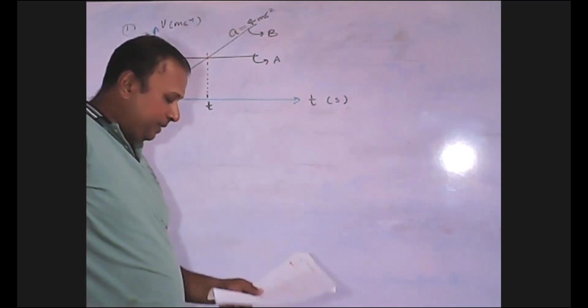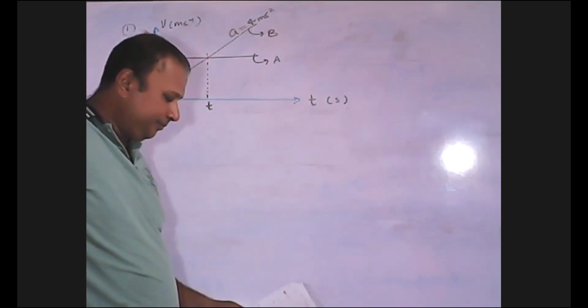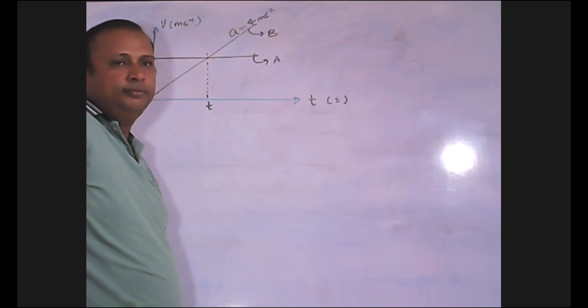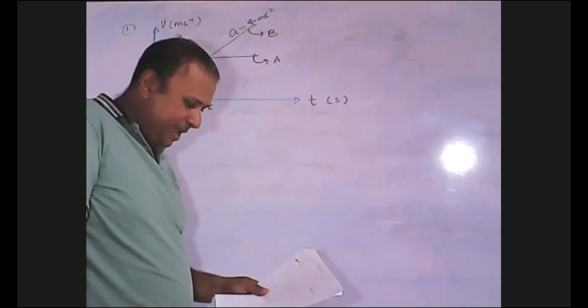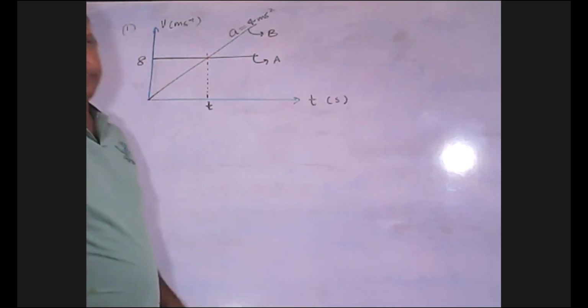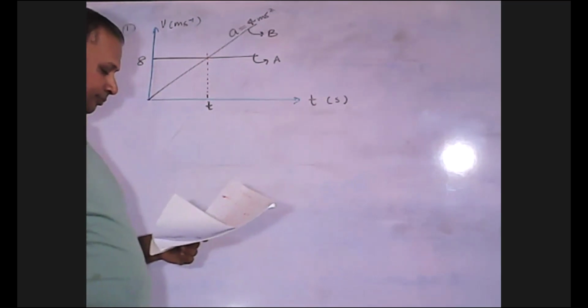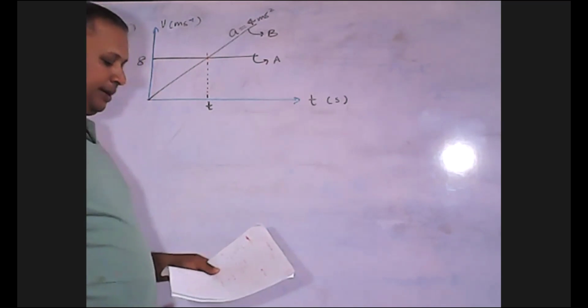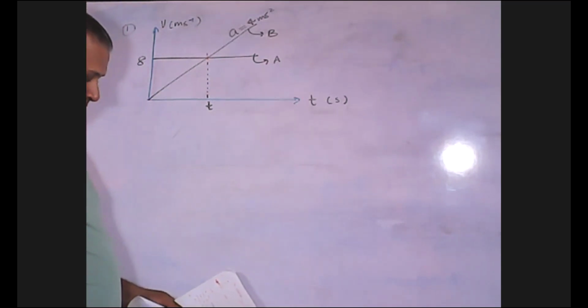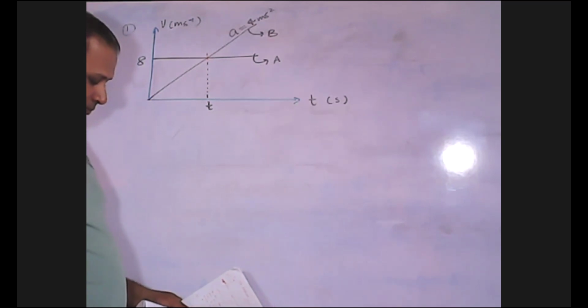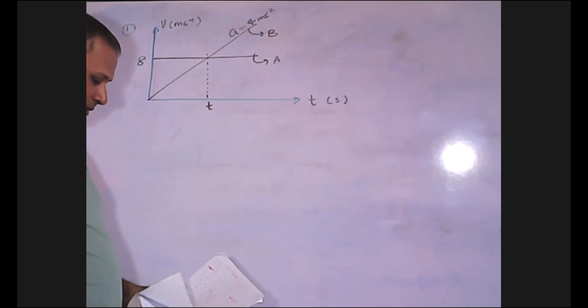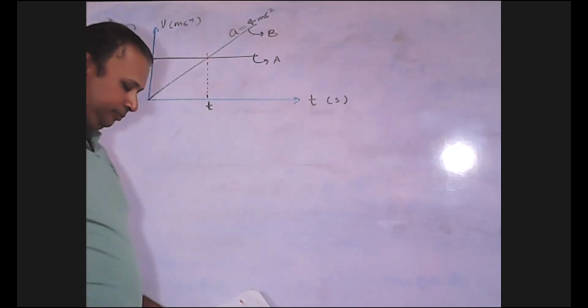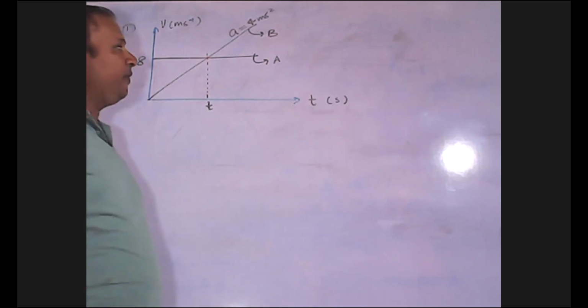Find the time taken by B to pass A, and the distance from the starting point when B passes A.